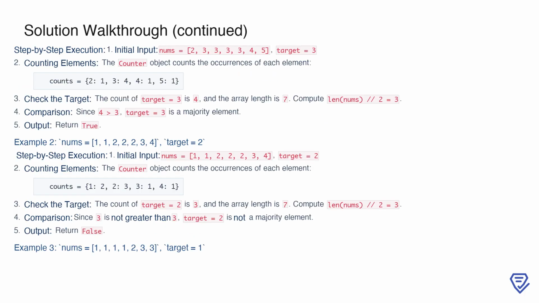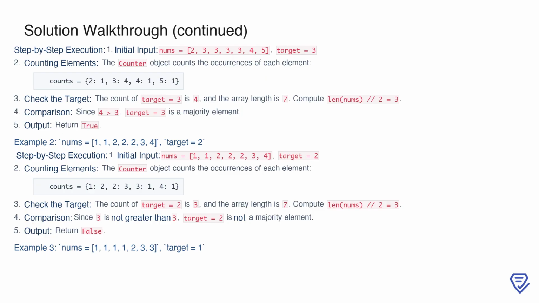First, consider the input nums=[2, 3, 3, 3, 3, 4, 5], and target=3. The function begins by counting the occurrences of each element in the array, which results in a counter object, {2: 1, 3: 4, 4: 1, 5: 1}. Next, the function retrieves the count of the target, which is 4, and calculates len(nums)//2, which is 3 since the array length is 7.